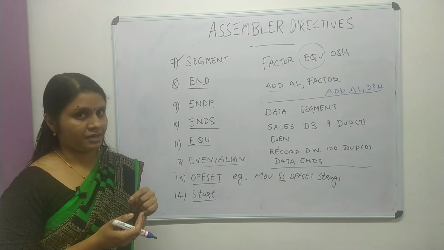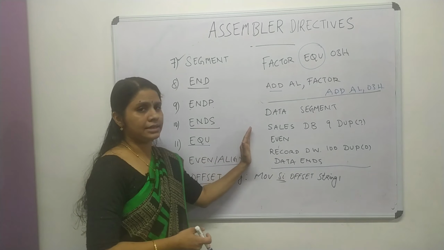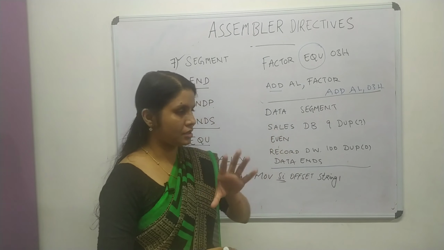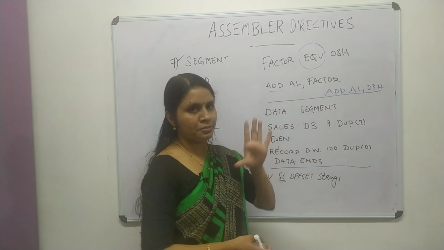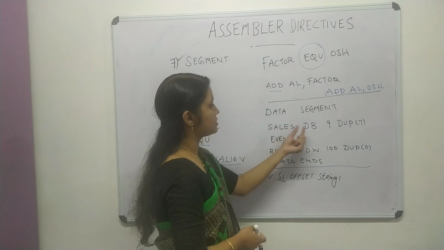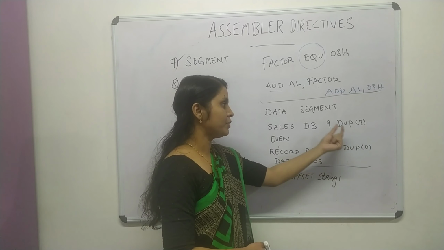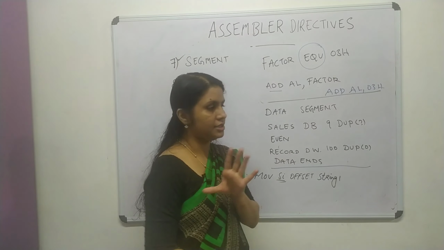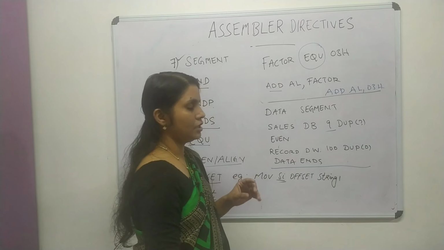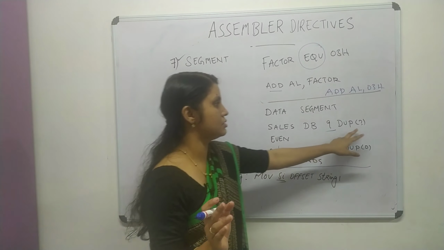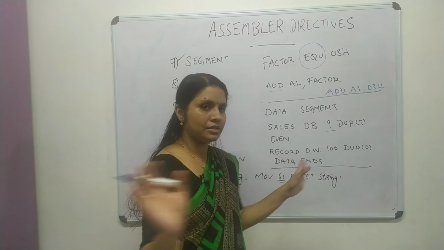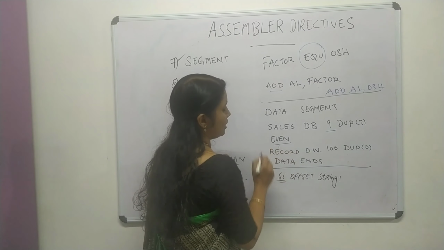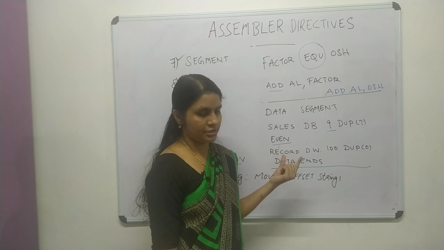See this example, DATA SEGMENT. The name of the segment is data. It is used to indicate the beginning of the data segment. Then SALES DB 9 DUP(?) means an array named sales, and 9 bytes of storage is allocated. Nothing is initialized, because of the question mark here. Then we specify EVEN, the assembler directive is used here.